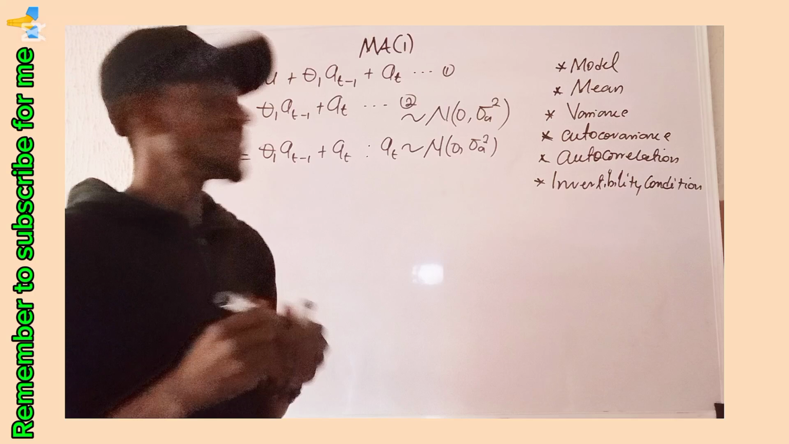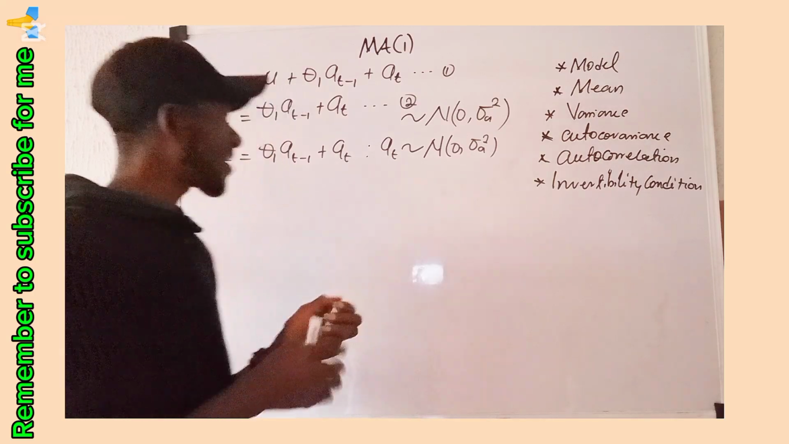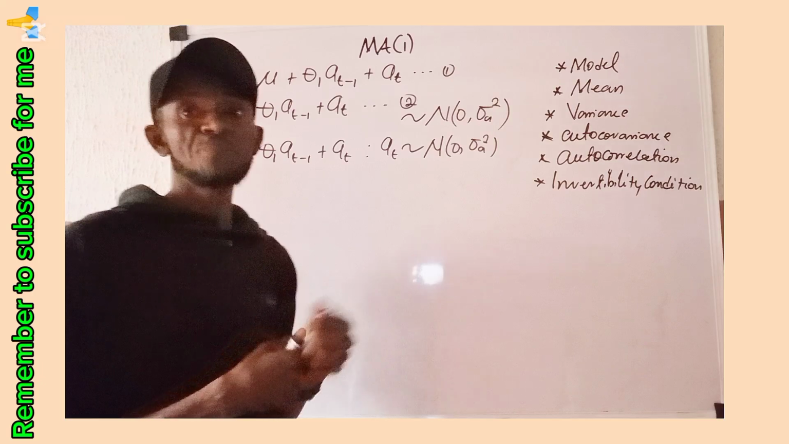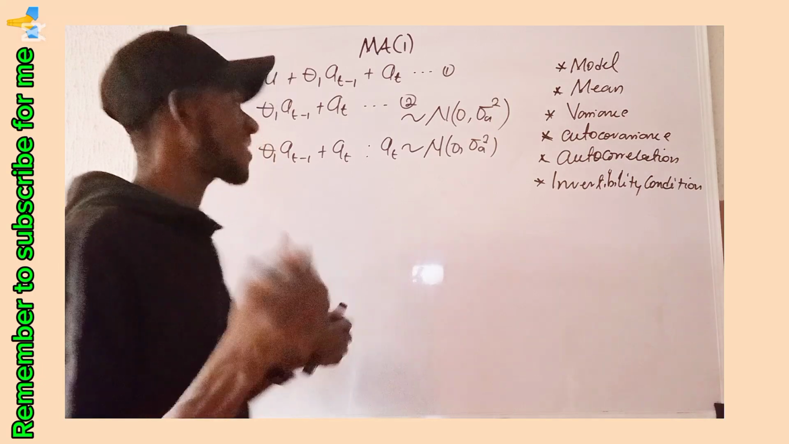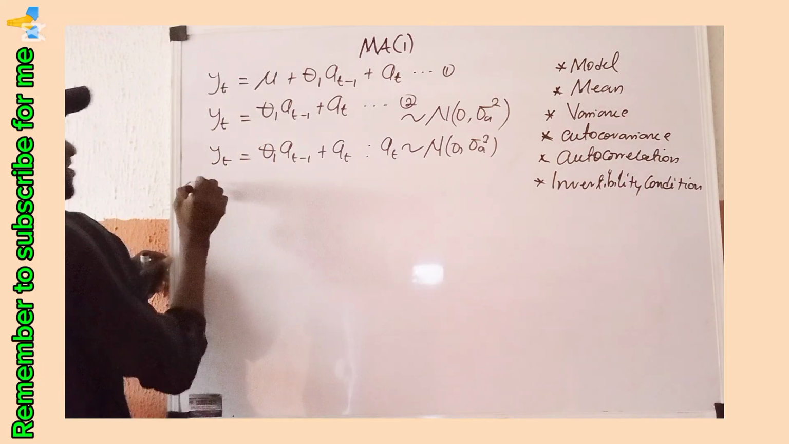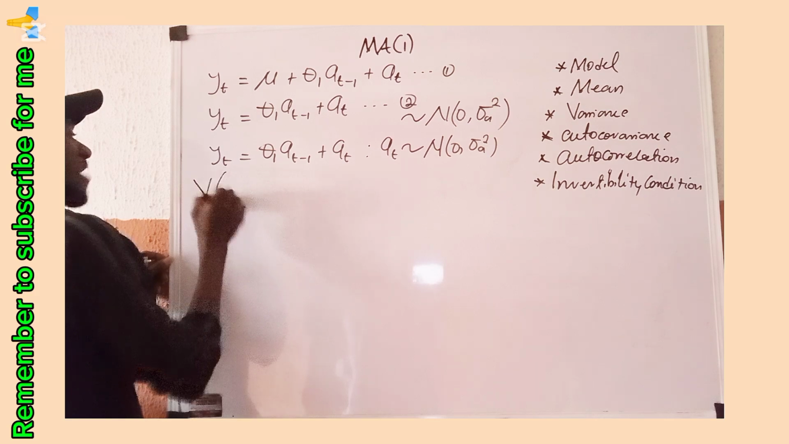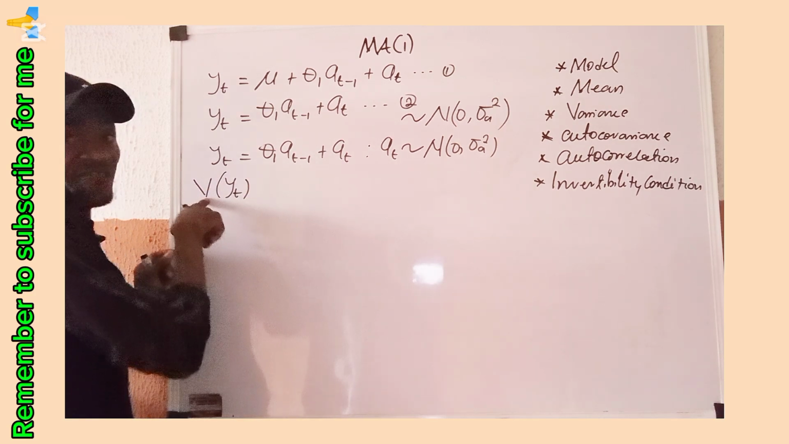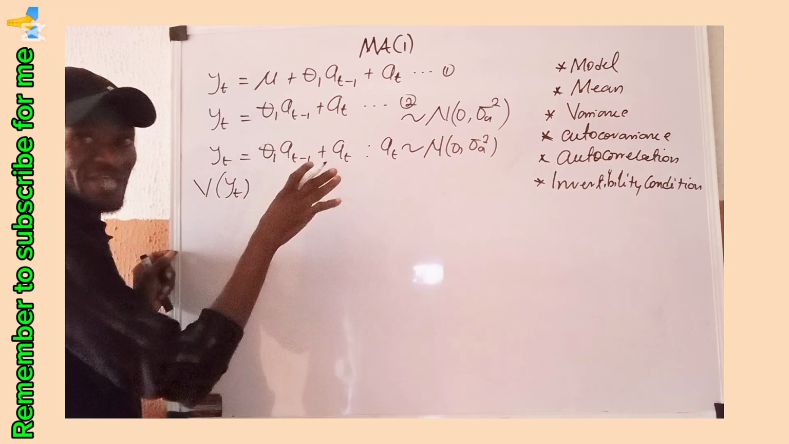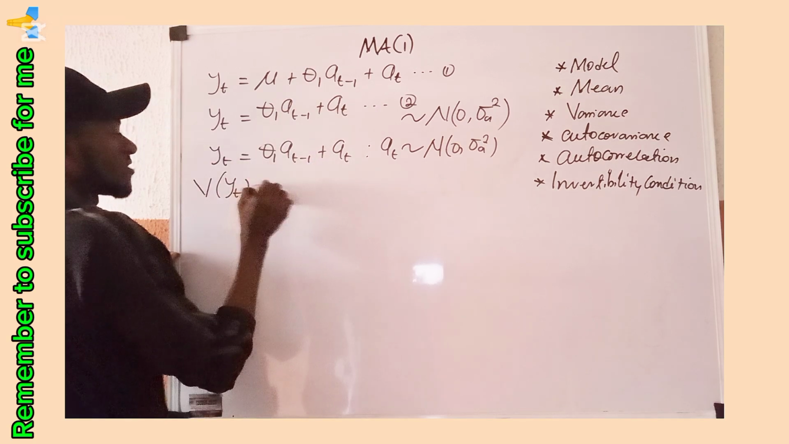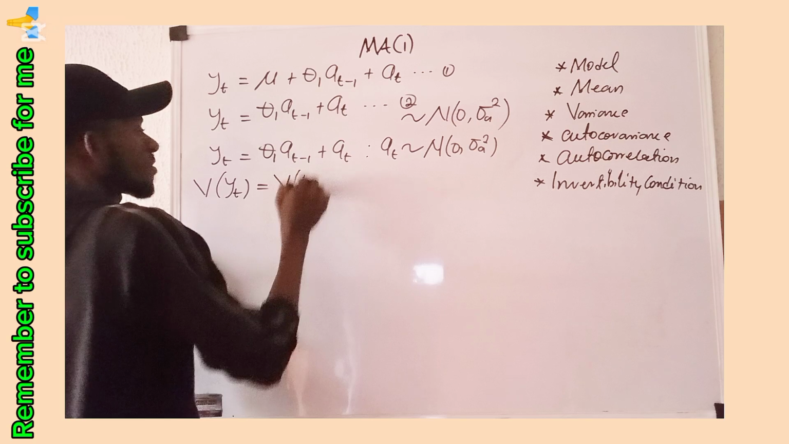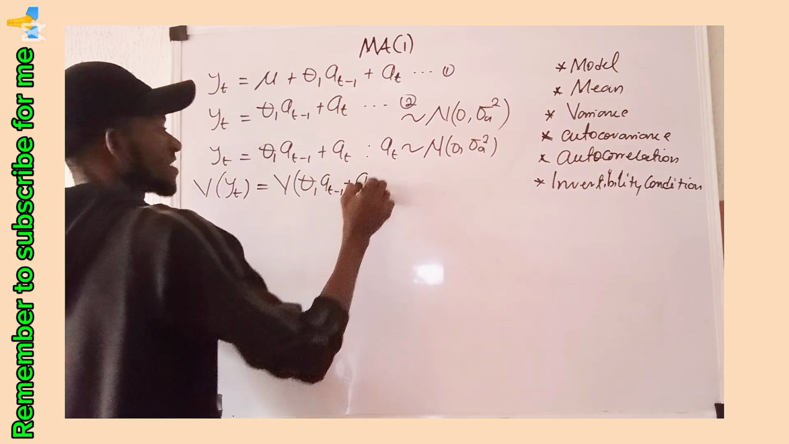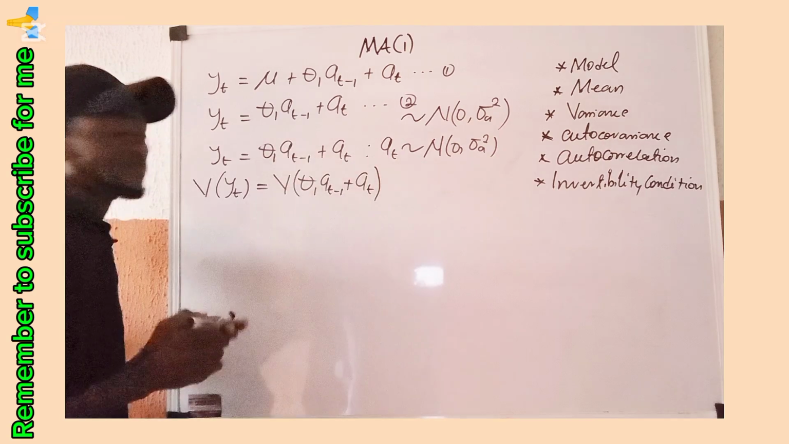And of course, to get the variance of any equation or model in mathematics and statistics, we take the variance of both sides of the equation. So in that case, what I have here becomes V, that is var of y of t, with your permission to write V as variance in order to manage the size of this board. So it is equal to var of theta 1 a of t minus 1 plus a of t.